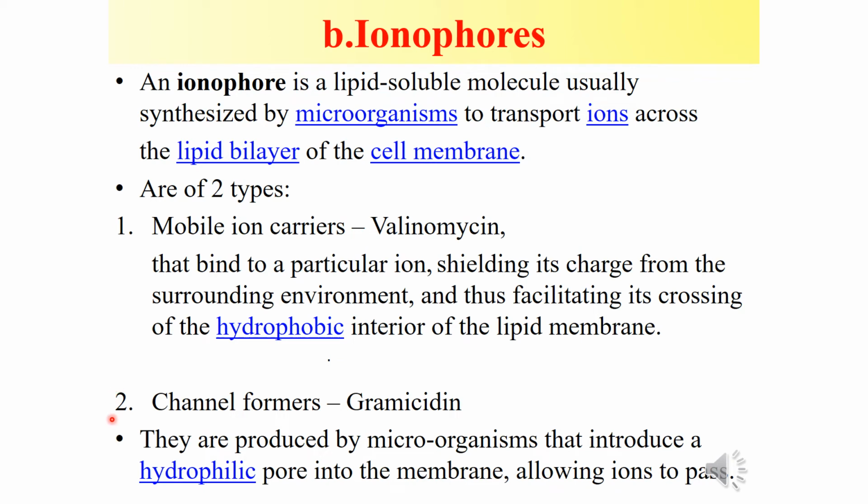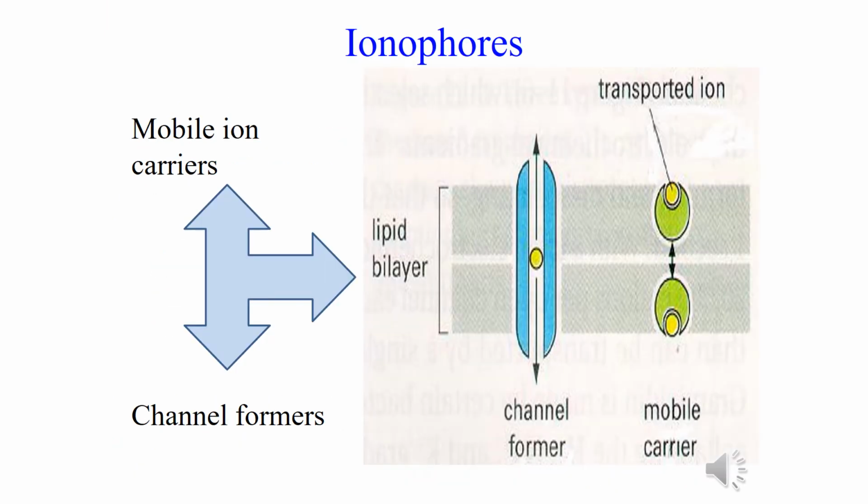So this is the mechanism that is seen in certain microorganisms. Now the second example is that of channel formers. An example is gramicidin. These are produced by microorganisms. They introduce a hydrophilic pore into the membrane, allowing the ions to pass. So you can see these are the ionophores. This is a channel former, which forms pores in the membrane and allows the ions to pass from one side to the other across the lipid bilayer.